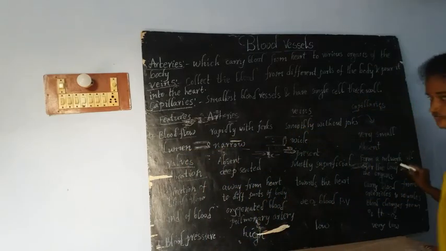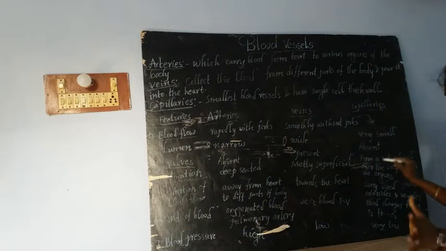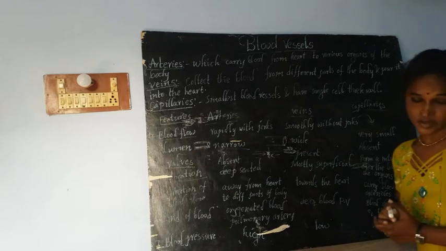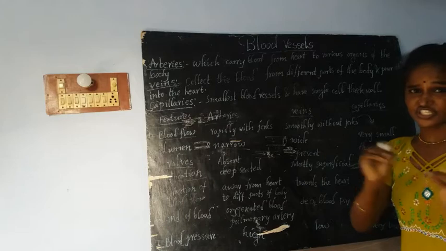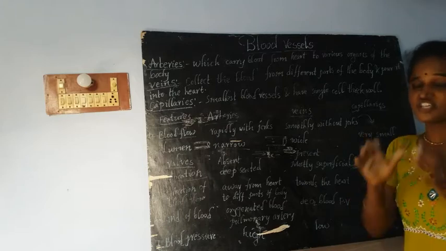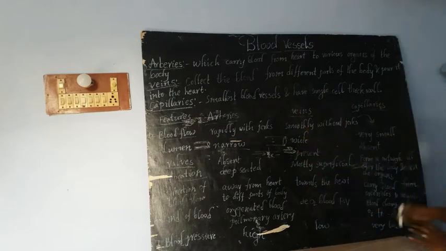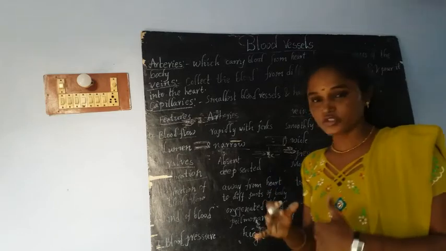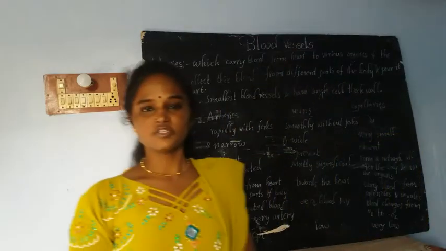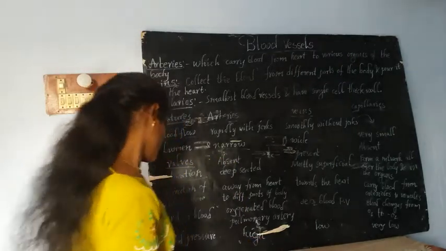If we talk about capillaries, they form a network. The capillaries form a network all over the body. As they have to connect each and every part of our body, they form a network. And not only throughout the body, inside the organs also, they form a network.